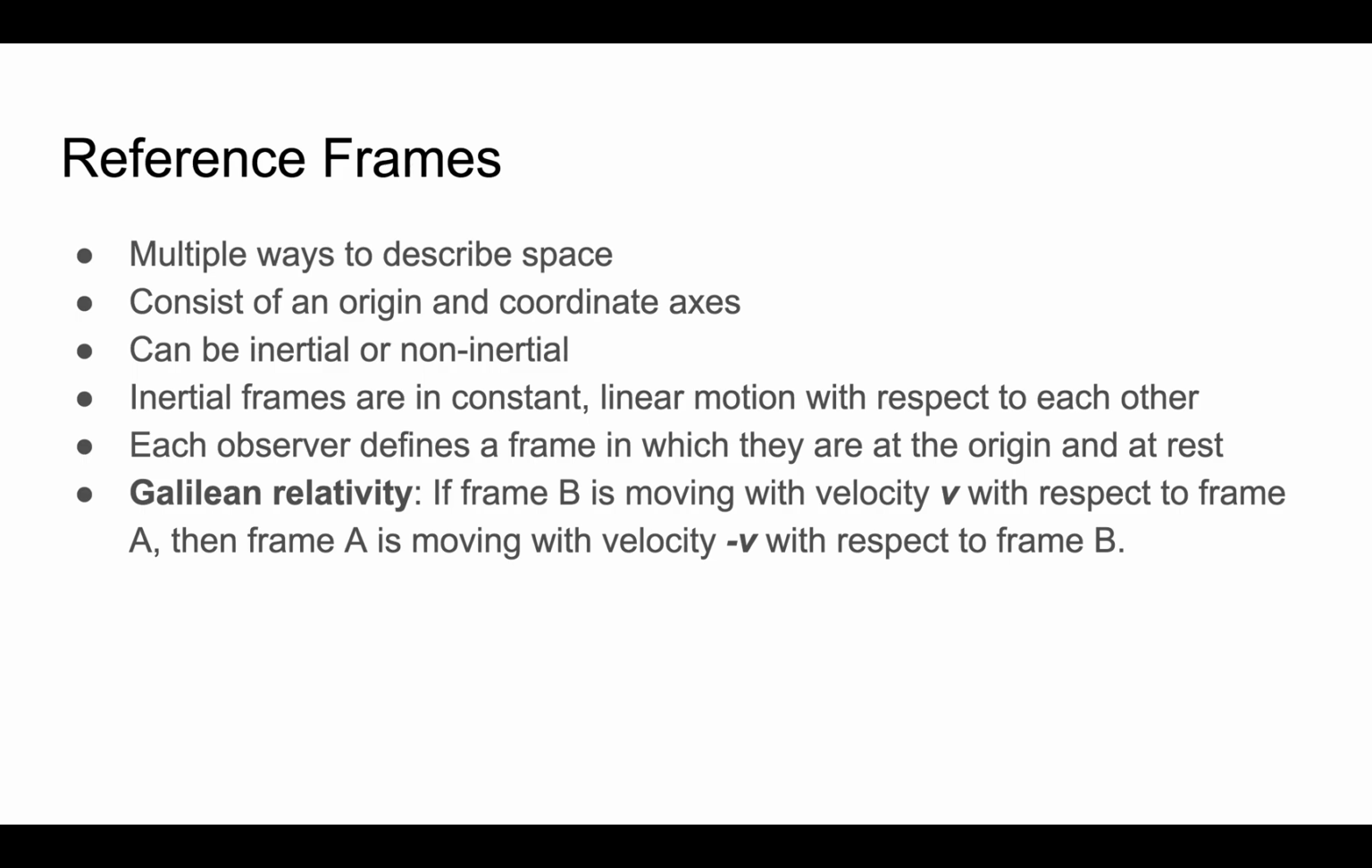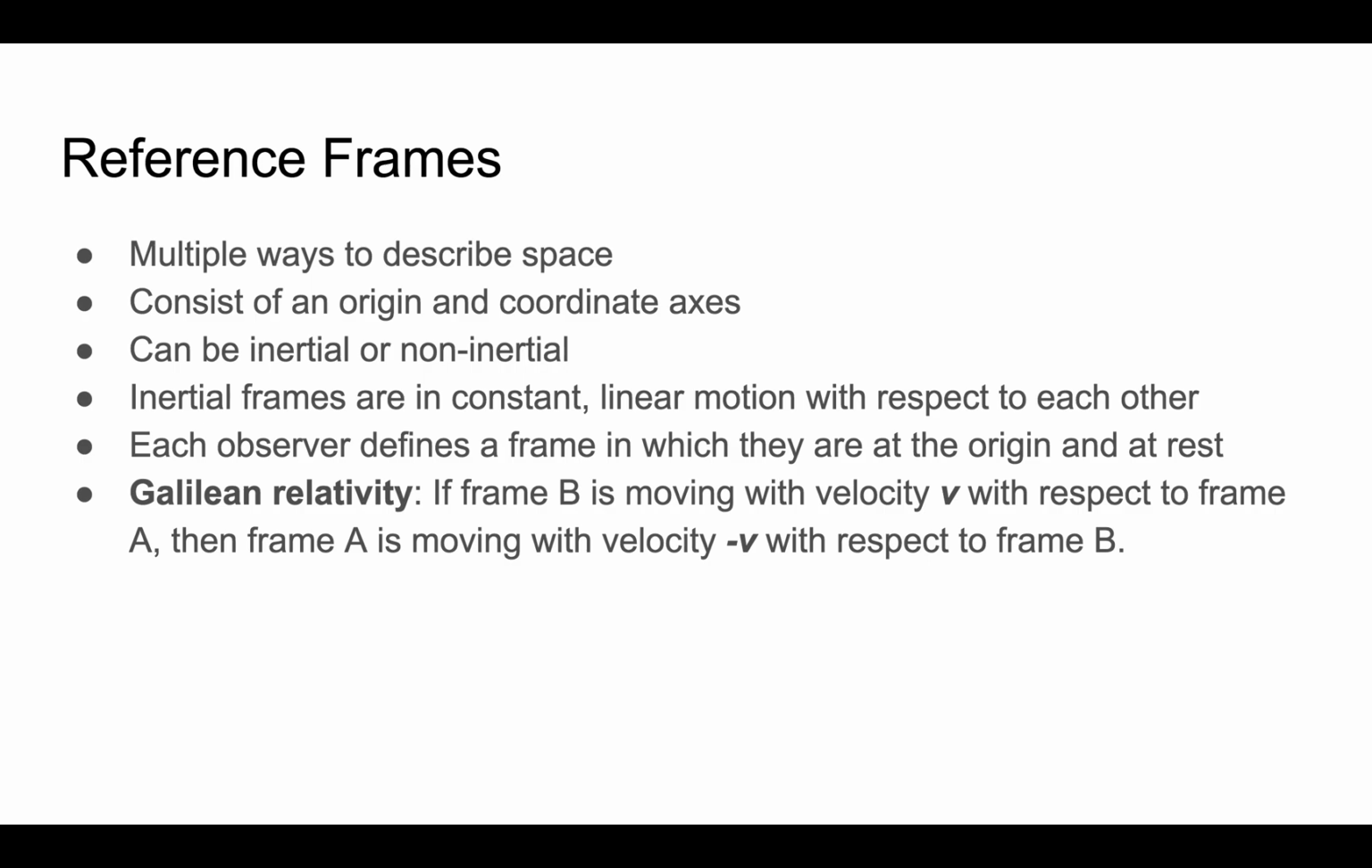So we have another principle called Galilean relativity. And this says, I've provided a kind of hard to read definition here. If frame B is moving with velocity v with respect to frame A, then frame A is moving with velocity negative v with respect to frame B. So you'll notice that I've bolded the velocities v and negative v here. That just indicates that they're vectors, right? Because I need to say both how fast frame B is moving and in which direction it's moving.